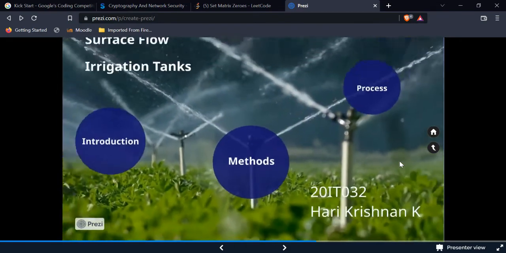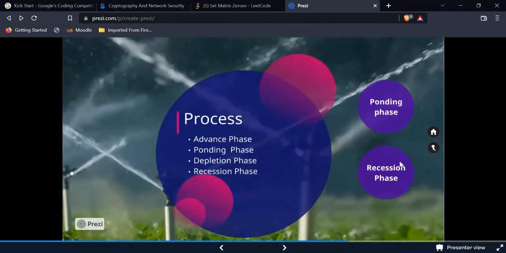And the next topic is the process involved in surface flow irrigation. In surface irrigation, water is supplied directly to the soil surface from a channel located at the upper reach of the field. Gravity provides a major driving force to spread water over the irrigated field. Once distributed over the surface of the field and after it has entered the soil, water is often redistributed by forces other than gravity. Generally, in a surface irrigation event, four distinct hydraulic phases can be considered. The first is the advance phase, next the ponding phase, then the depletion phase, and the fourth is the recession phase.